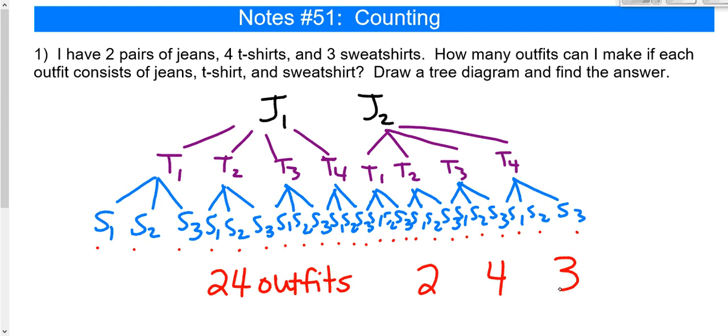And what do we do with those numbers to get 24? That's right. I heard you, Tara and Stella. I heard you that time. 2 times 4 times 3 is 24. We just multiply those. So that leads us to, drum roll please.